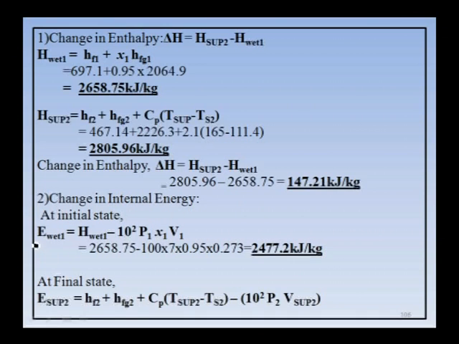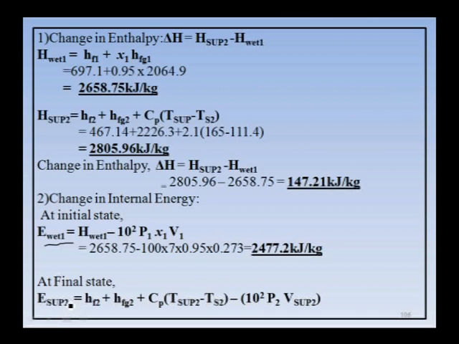Initial condition of steam is wet, so that is E wet, which I have taken here. E wet is equal to H wet minus 10 square P1 x1 Vg1. No need to substitute the formula again for H wet 1, because we have the H wet value here, that is 2658. Directly you can substitute. So 2658 minus 10 square P1 x1 Vg1 will give around 2477.2 kilojoules per kg of internal energy for the initial condition of steam.